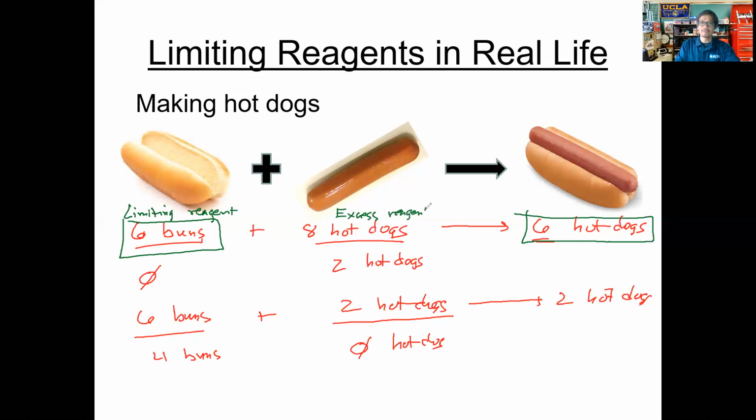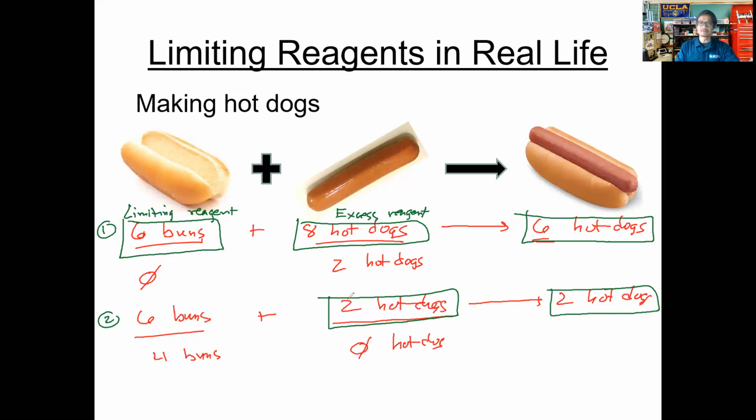Okay, so for this very first trial here, we have 2 hot dogs left over. So the hot dogs themselves are the excess reagent. However, when you go to the second one here, we have 2 hot dogs. If you notice, that determines how much product we get. So this now becomes the limiting reagent, even though in the first reaction it was the excess. In the second one, it is the limiting reagent because it runs out first. And the buns this time will be our excess reagent, because we will have 4 left over.